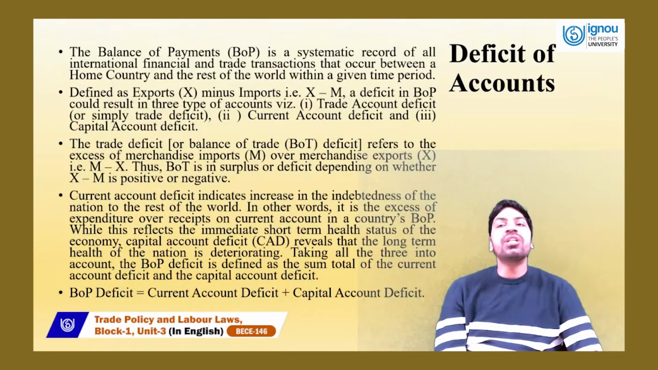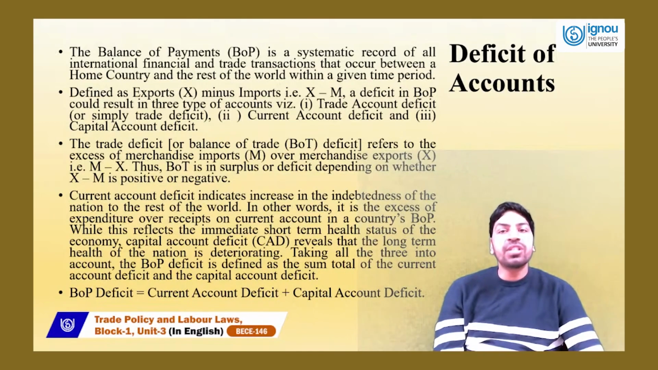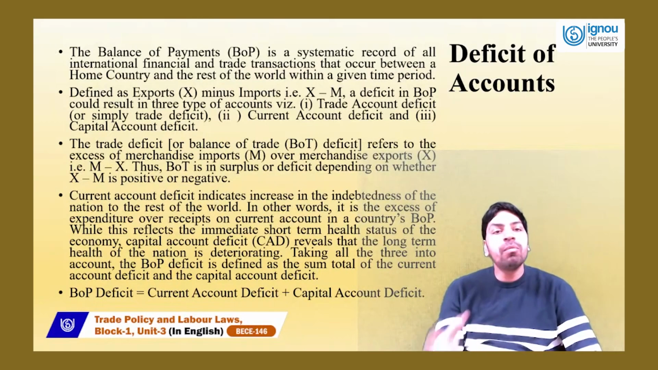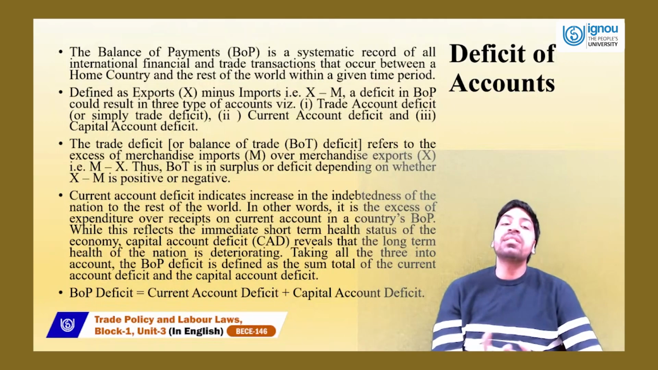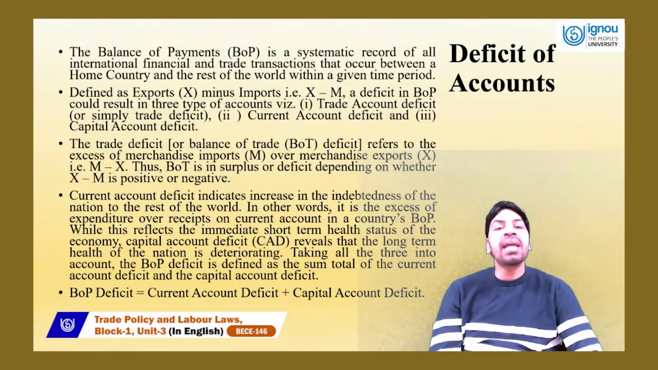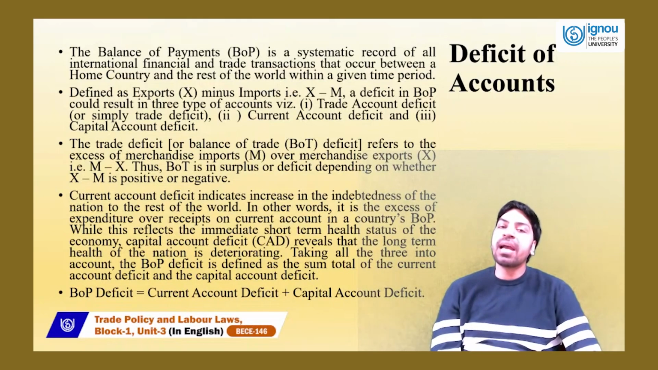The next section is deficit of accounts, which always relates to the balance of payments. The balance of payments is a systematic record of all those international financial and trade transactions which occurred from the home country to the rest of the world within a particular financial period. So it is defined as exports minus imports. A deficit in the balance of payments could be classified into three types of accounts.